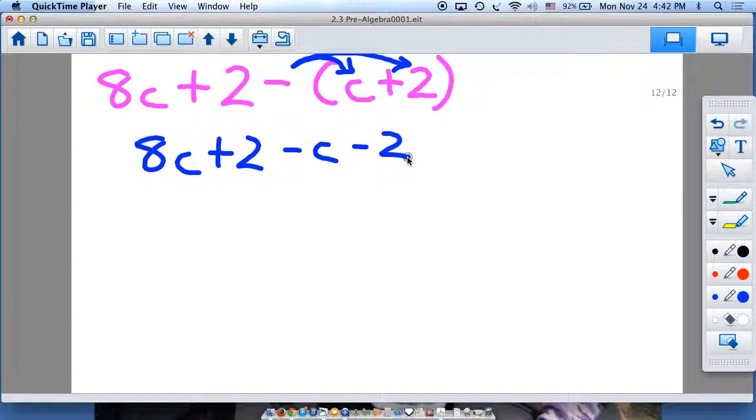Now, looks just like what we've been doing. Now let's combine our like terms. 8c minus c would give us 7c's. And a positive 2 minus 2, 2 minus 2 is 0. So our final answer would just be 7c. If you put the plus 0 there, is there anything wrong with that? No, but also no reason to put it there.